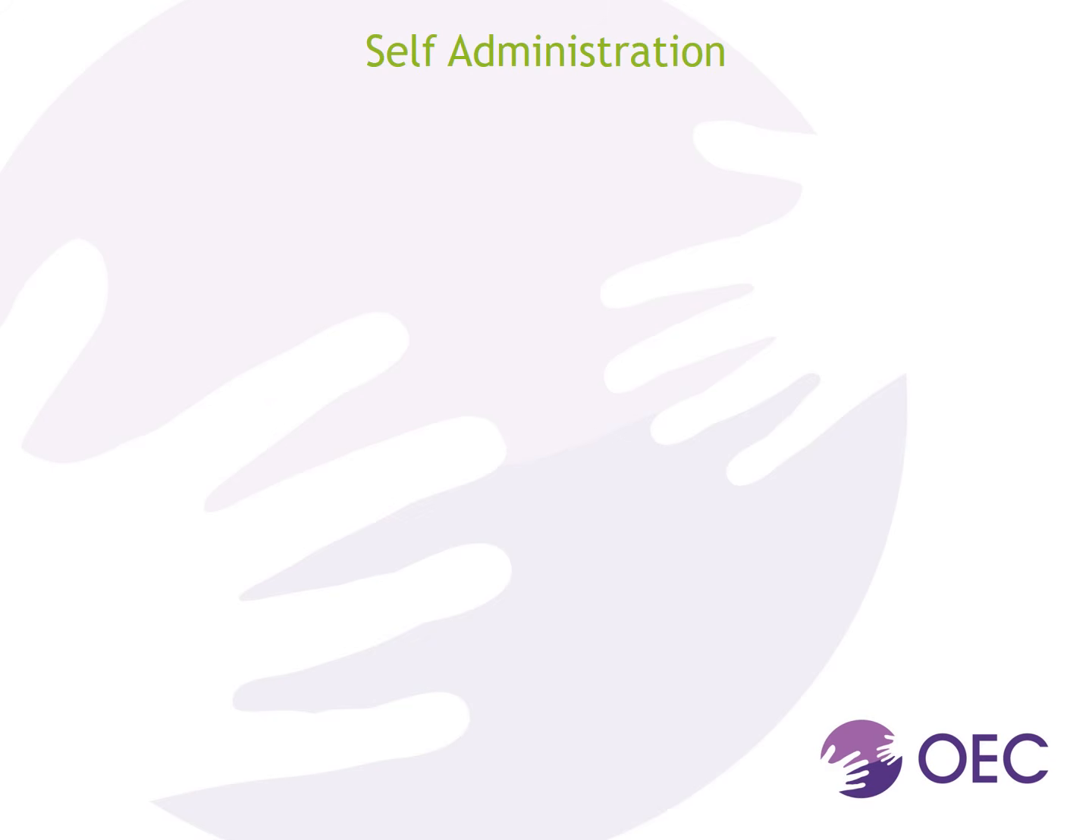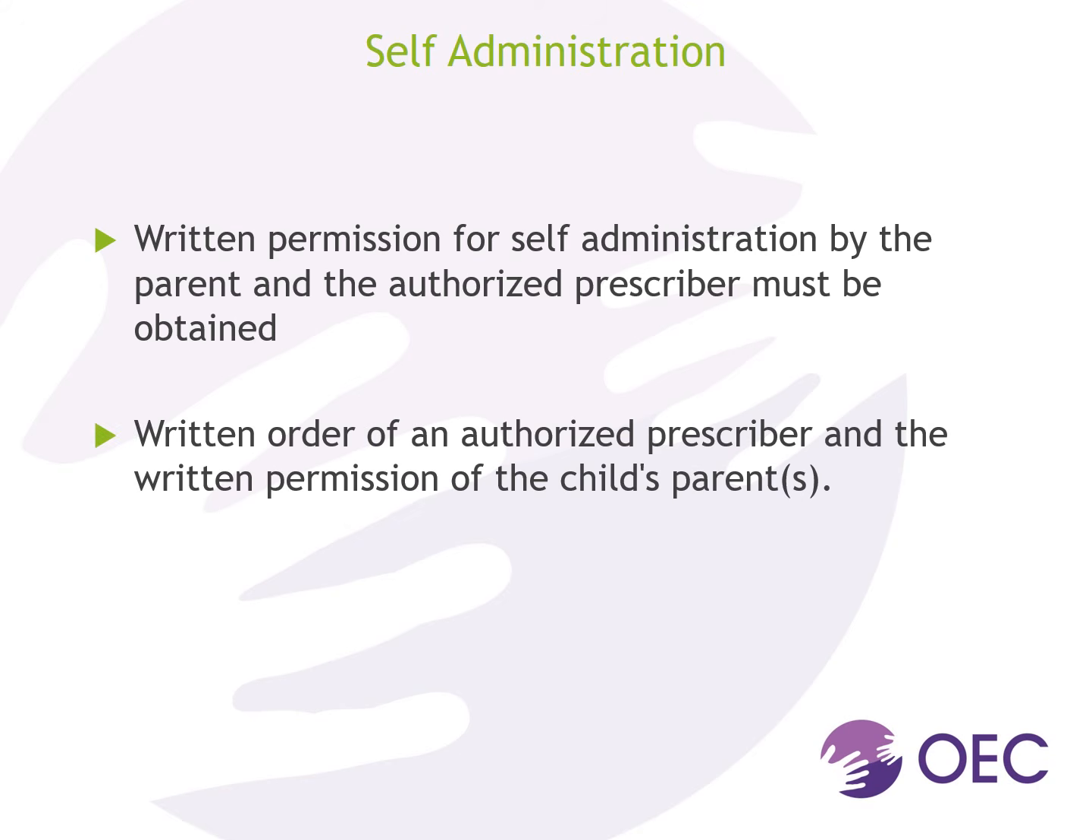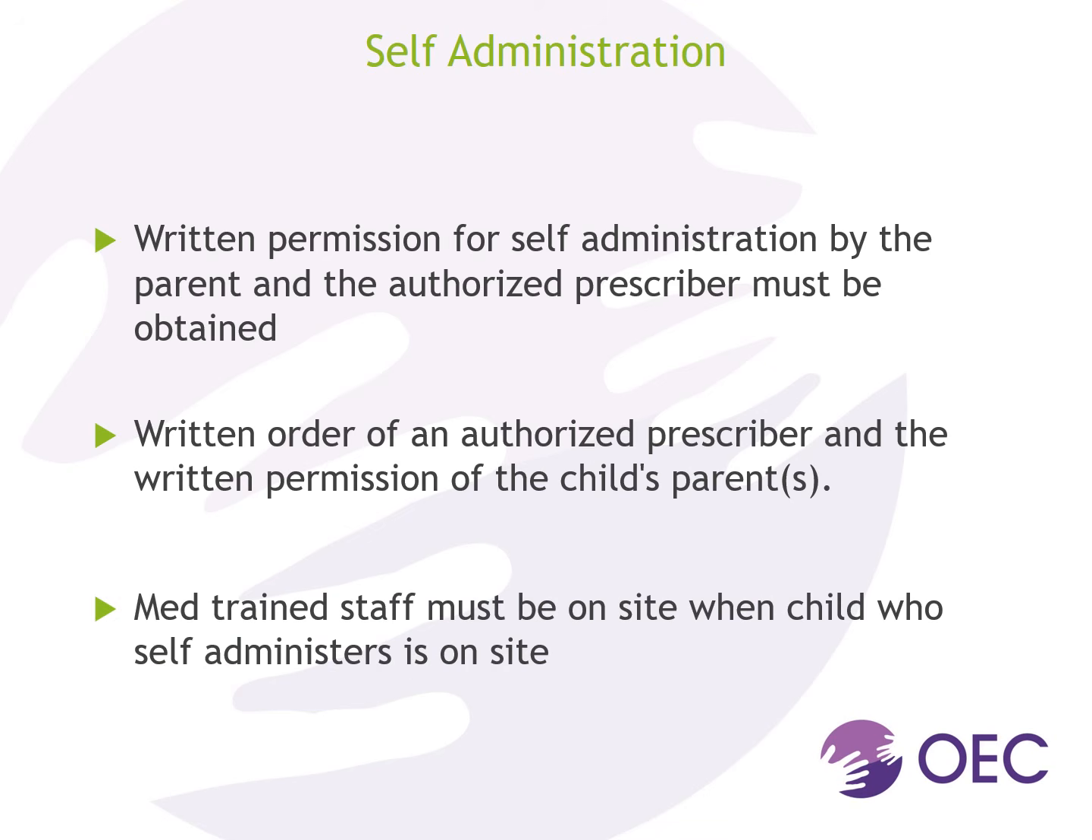Children enrolled at the child care program may self-administer medications with the written permission of an authorized prescriber and the child's parents. However, children who self-administer medications must be able to identify and select the appropriate medication by size, color, amount, or other label identification. They must also know the frequency and time of day for which the medication is ordered and consume the medication appropriately. A written order from an authorized prescriber and a written parent permission must be on file at the program for the specific medication. Staff trained in medication administration shall be on site whenever a child who self-administers is on site.